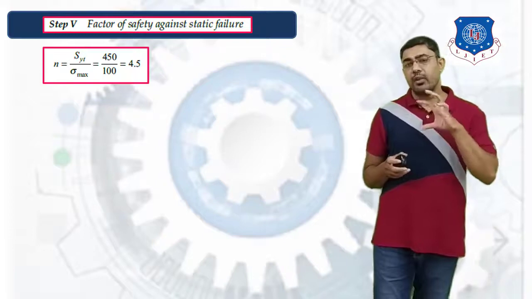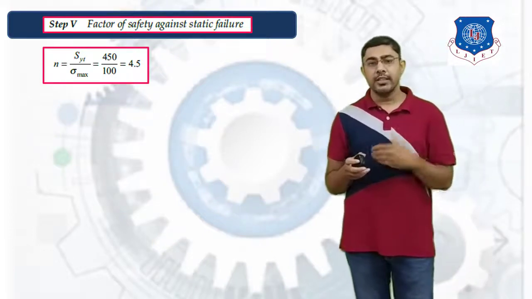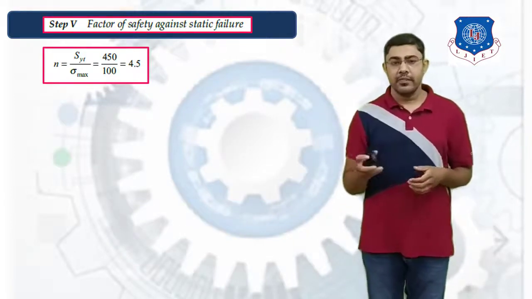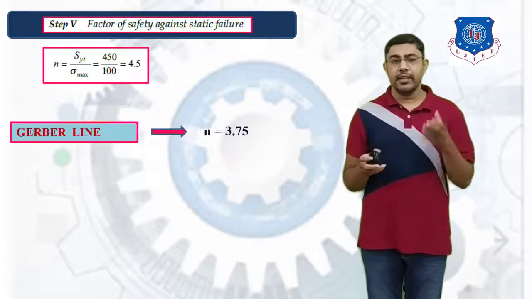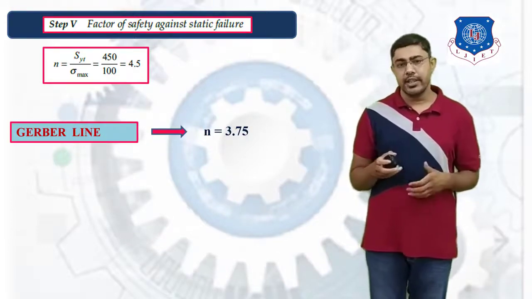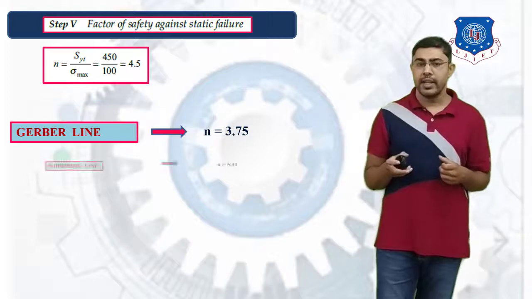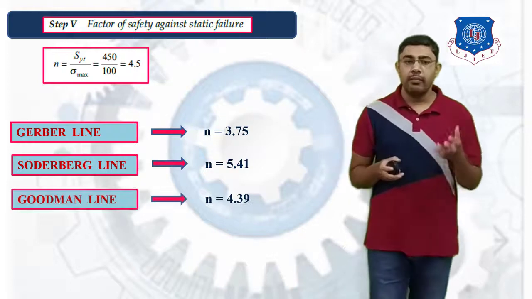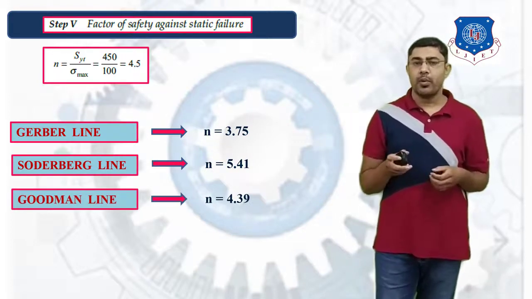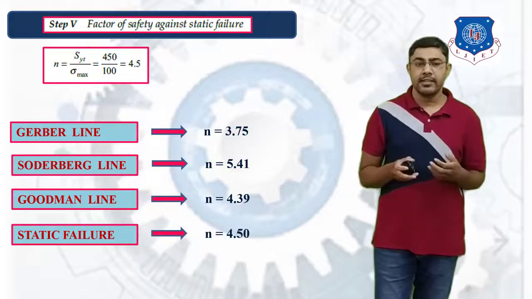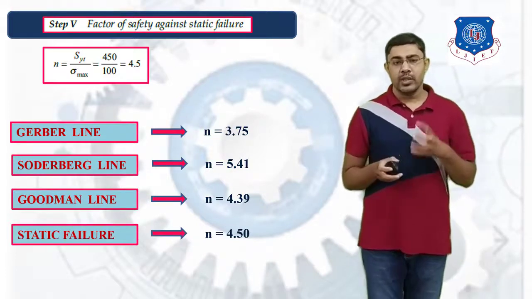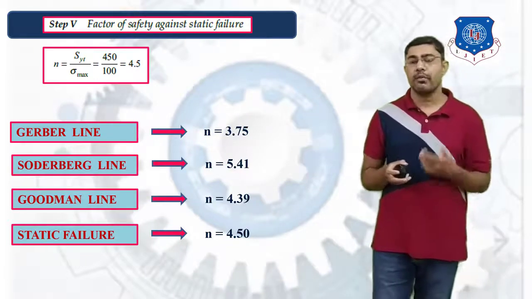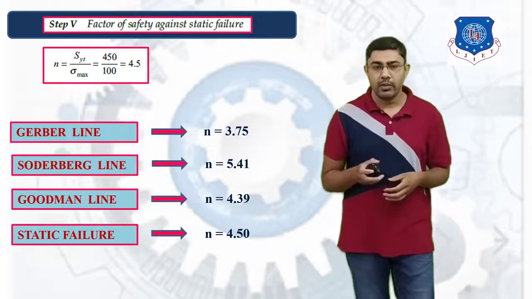Now we have considered all the criteria, Gerber, Goodman and Soderberg, and also found the factor of safety against static failure. To conclude: according to the Soderberg theory, the factor of safety is 3.75; according to the Gerber theory, 5.41; according to the Goodman line theory, 4.39; and against static failure, the factor of safety is 4.5. Among all these criteria, the Gerber line criteria gives the highest factor of safety, that is 5.41.